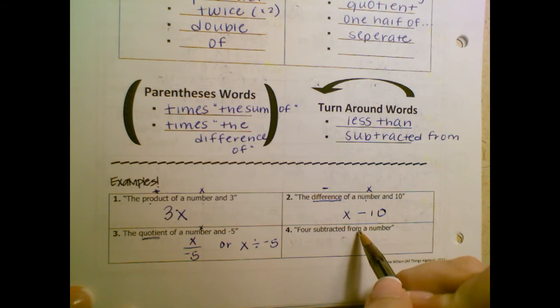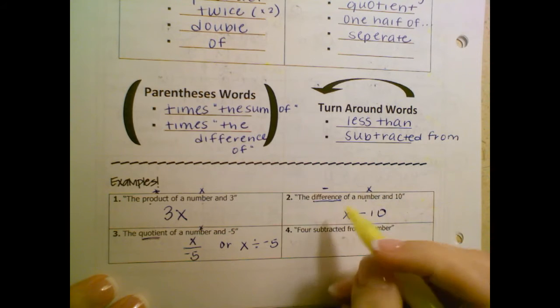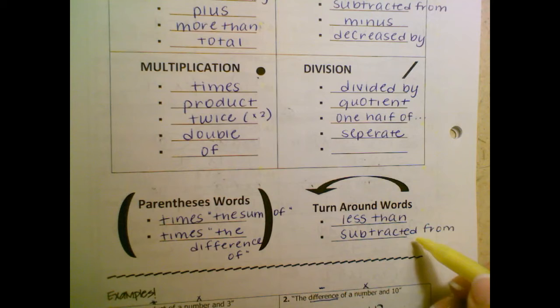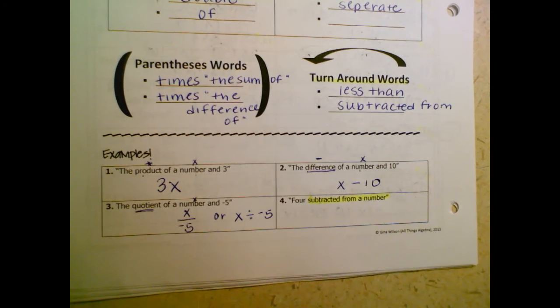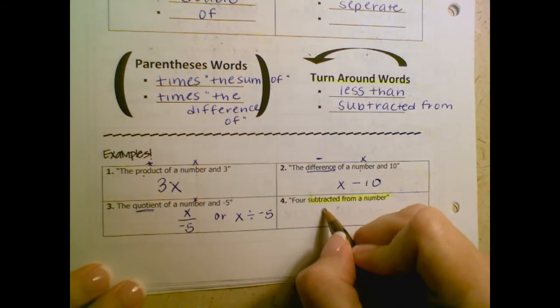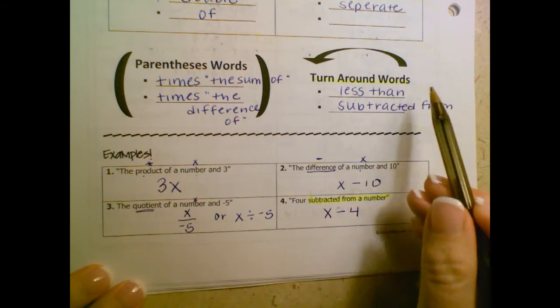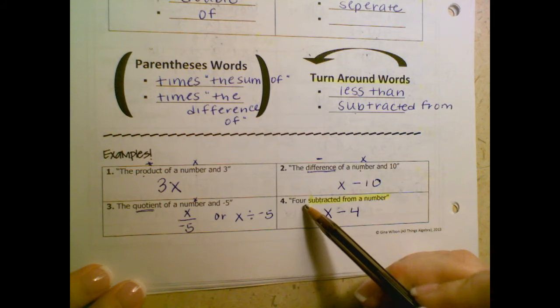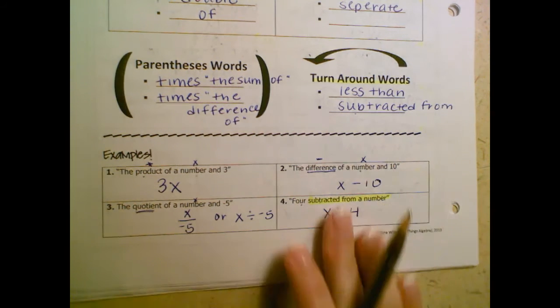4 subtracted from a number. So this is one of those key things. We know subtracted, so we're going to use subtraction. Subtracted from a number is the one where I'm going to turn it around. So I'm actually going to do number first, subtract from 4. So I see turnaround words, subtracted from is on that list. 4, even though it comes first in my sentence, I want it to be last in my sentence.